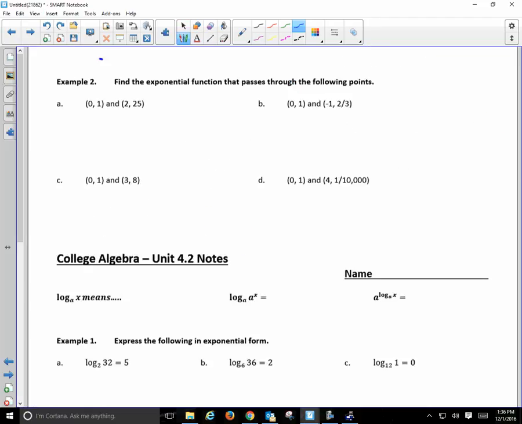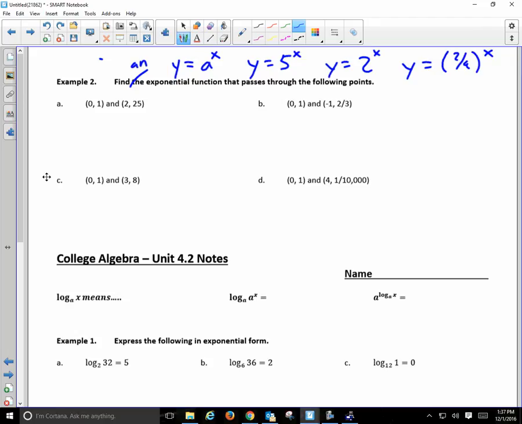Okay, last 4 problems here. Find the exponential function that passes through the following points. Instead of "the," we're going to say "an," because there's an infinite number of answers here. You notice that for each example here, all these exponential functions pass through what point? They all pass through 0, 1. So I'm looking for something of the form y equals a to the x. So it could be, say, y equals 5 to the x. It could be y equals 2 to the x. It could be y equals 2 over 9 to the x power.